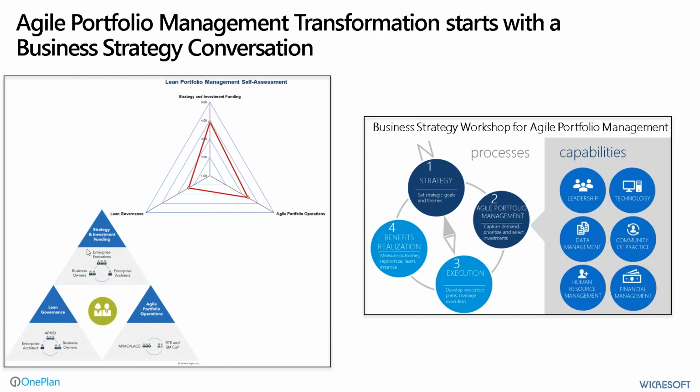Bringing together lean portfolio management, the 3 areas are strategy and investment funding, Agile portfolio operations, and this is really important because you have to convert your existing PMO into an Agile program office and a lean center of excellence, and also put in place lean governance, which is different than the traditional project portfolio management. So that's why we say that bringing all this together and making it happen, and then tying it to program management, which we'll get to in a second, requires that conversation and that planning exercise.